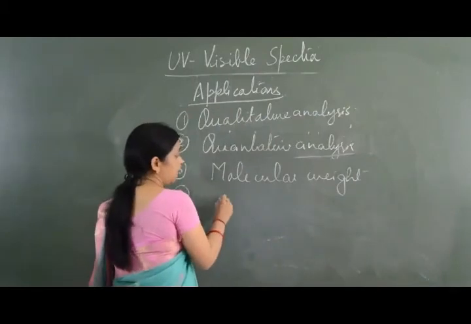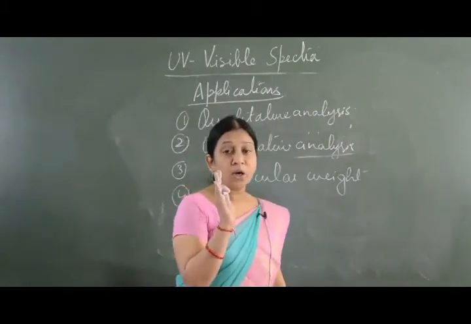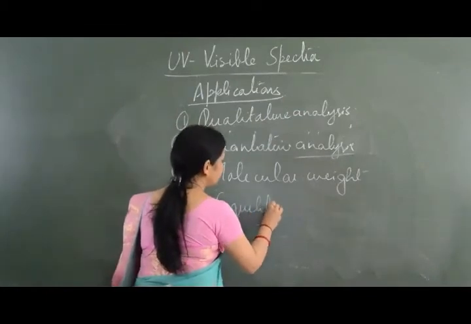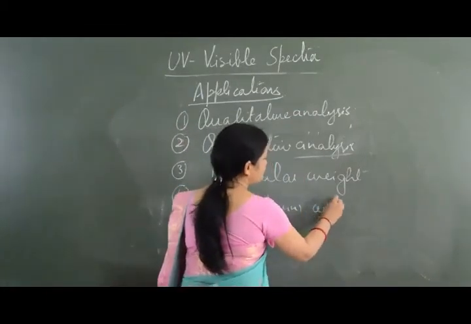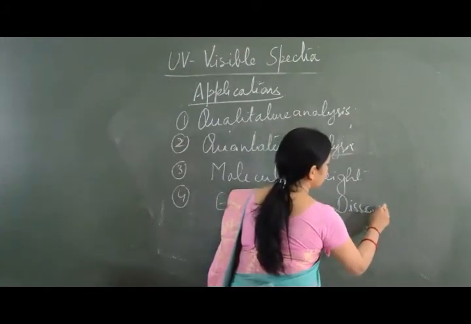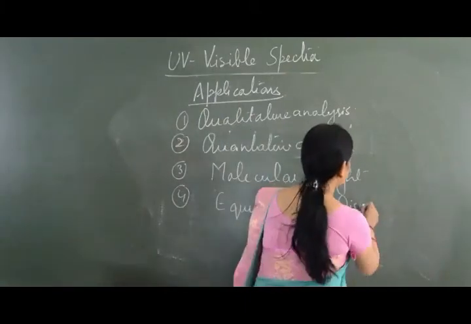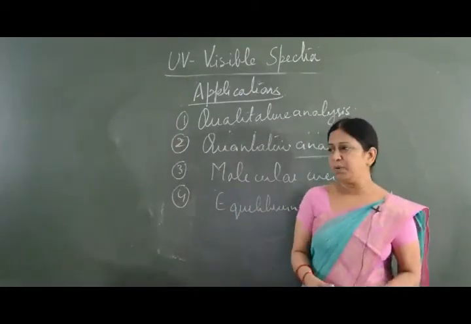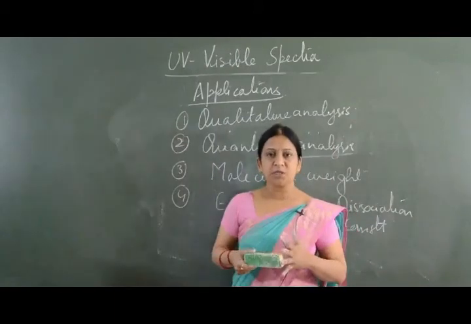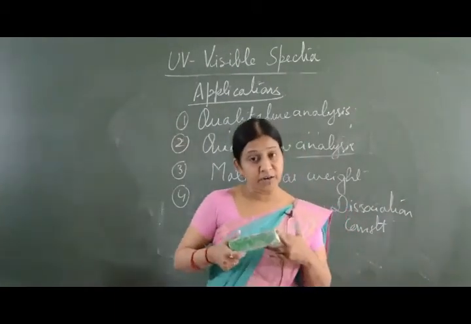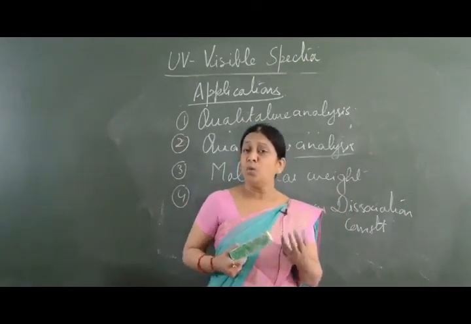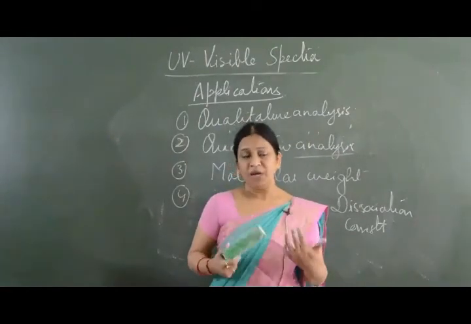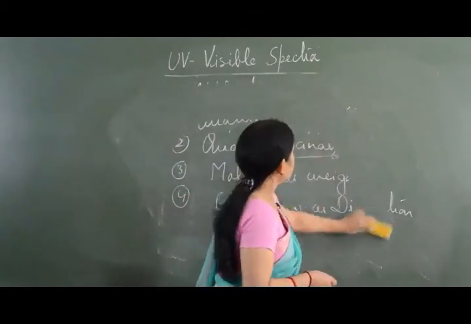Third thing, it helps us to determine the equilibrium constant or dissociation constant, either of an acid or of a base. So these are some of the applications. It helps us in qualitative analysis, it helps in quantitative analysis, it can help us to determine the molecular weight of the compound, and it helps us to determine the dissociation constant of either an acid or a base. So these are the applications of UV spectra.